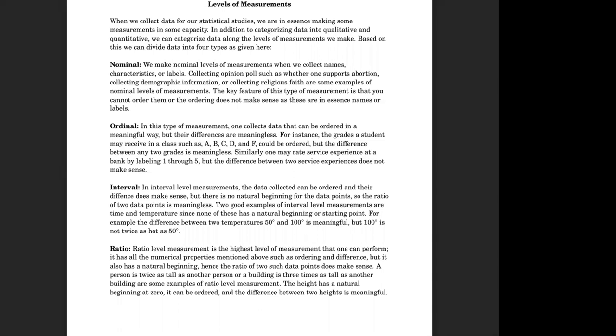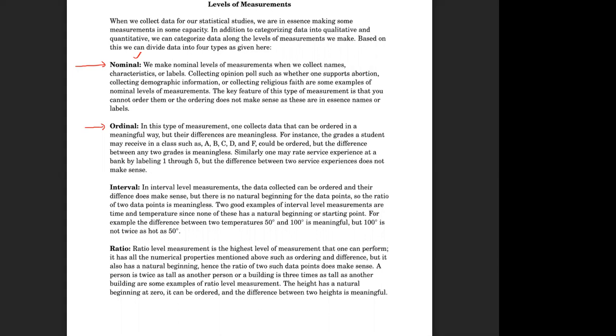Nominal, okay, where you're collecting names, labels, qualities, like what city do you live in? Salinas, Monterey, Seaside, Marina. So this is collecting information at a nominal level, okay? Now, ordinal level, where you're collecting data in such a way so that you can order the data, okay? Ordering of the data makes sense.